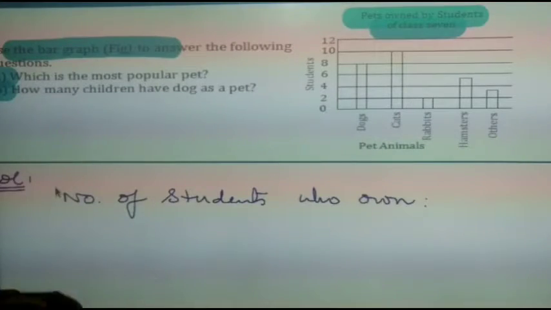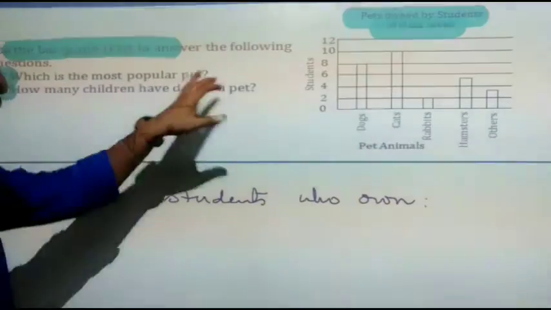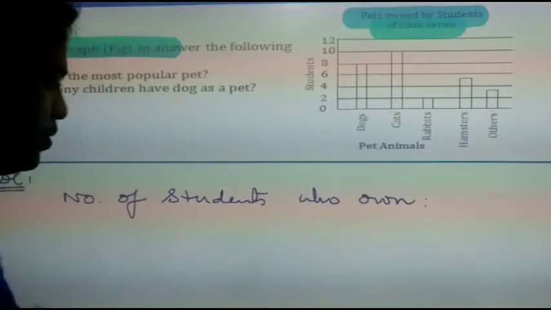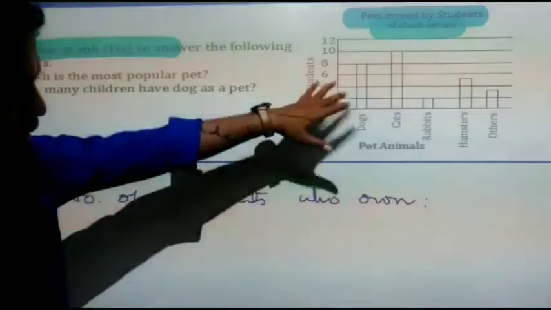You can see the first question. Use the bar graph to answer the following questions. Question A, which is the most popular pet? You have to calculate from the graph. So for that, what will we be doing? Firstly, we'll write the number of students who own the pets.